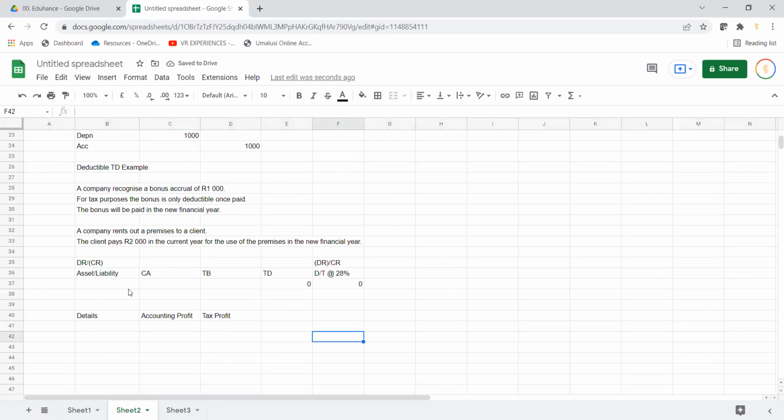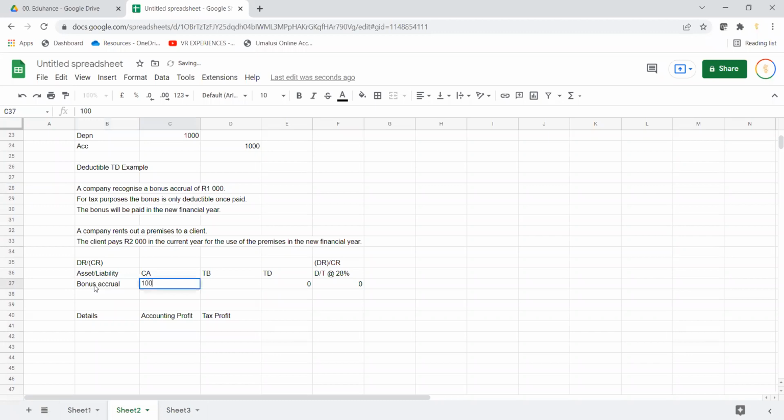What do I have now? Okay, so we're recognizing a bonus accrual. So remember, we always look at it from the asset or liability point of view. The journal entry that the company would put through in the financial records would be debit bonus expense, profit or loss, credit bonus accrual, SFP. So the SFP is a bonus accrual, which is a liability.